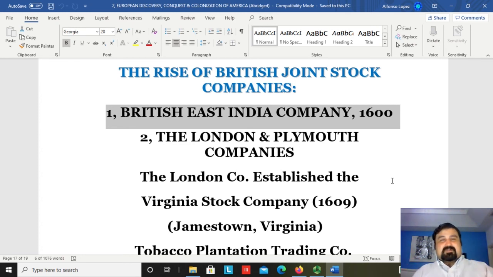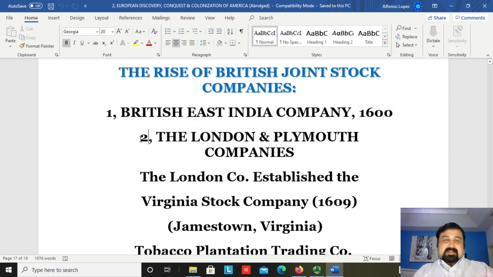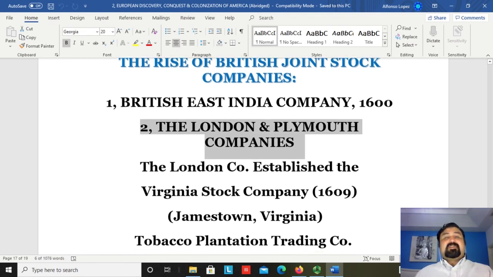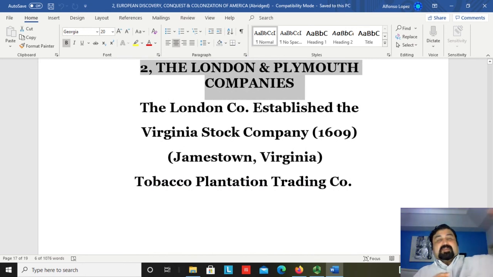And so they're in the process of participating now in international trade. They're giving rise to different companies, for example, like the British East India Company. And also they create, in the following years, after 1600, the London and the Plymouth companies to establish a foothold in North America. So they create two different companies, by the London merchants and also merchants in Plymouth. Plymouth is actually a city in England as well.